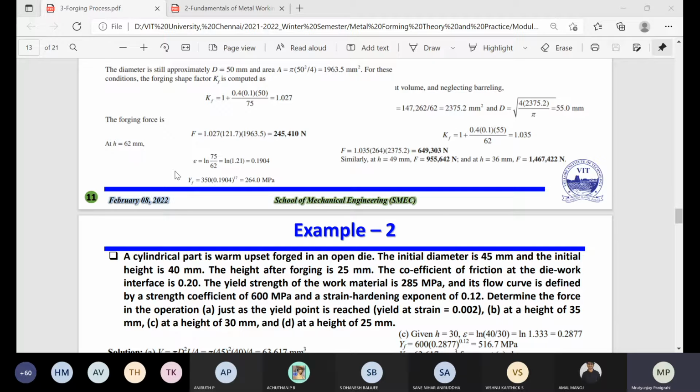Again, in the similar way, you have to find out Kf. Also you have to find out A, then volume, then h. Here h is important, because you have yield strength or the strain. So if you have the strain, then you have to find out the intermediate height. Okay, so the intermediate height is not given.